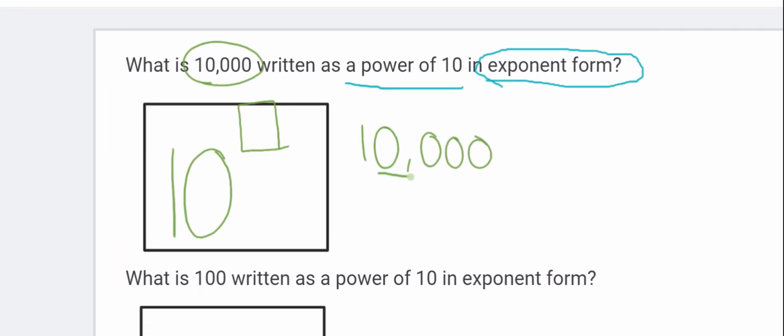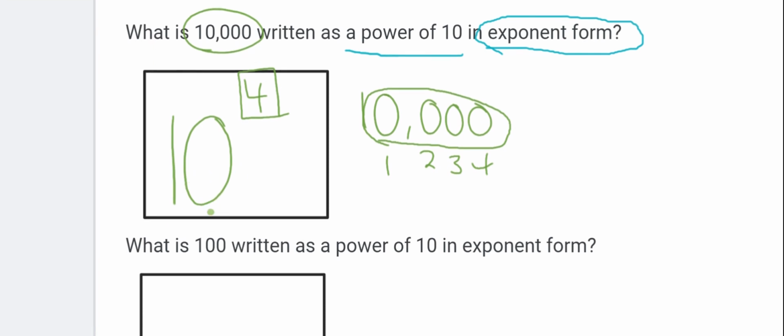Who could tell me how many zeros are there in the number 10,000? That's right, there are 4. 1, 2, 3, 4. So that means it would be 10 to the fourth power. Because again, I have 4 zeros. Those number of zeros tells me how many times I would need to repeat the factor 10.